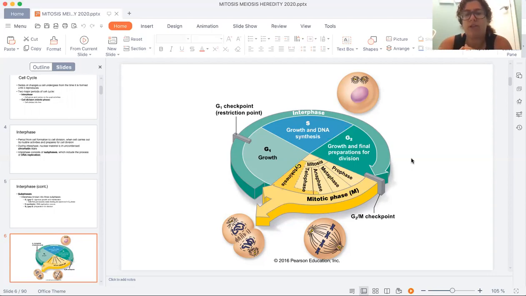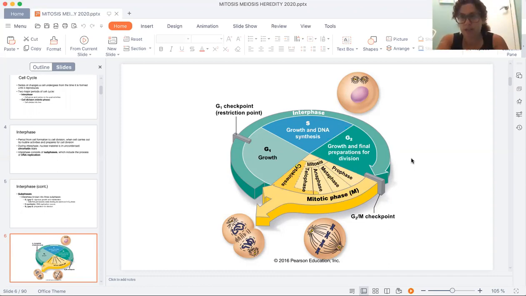And then at G1 there's a checkpoint. If the cell does not pass, then it stops and that cell dies. But as long as everything checks out right and there's no mutations or concerns, then that checkpoint is passed and it moves forward to the S phase, which is where the growth and DNA synthesis occur. Then we have gap 2, once again, which is growth and the final preparation for division. And then we have another checkpoint here at G2 between gap 2 and the mitosis phase. Because before we replicate and make more cells, we want to make sure there's no issues.